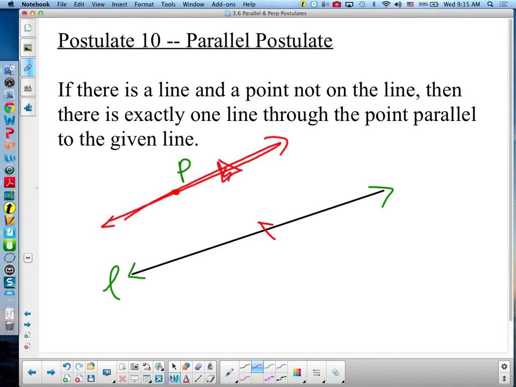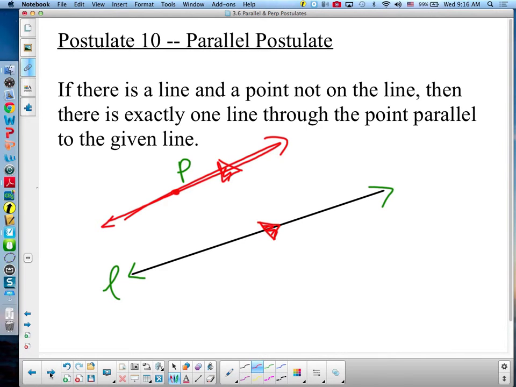Now why does it say there's exactly one? What would happen if I move that line further up or further down? It wouldn't go through the point P. What if I kept it on P but tipped it a little bit? Nope, not parallel anymore, they would intersect, right? So there is only one correct line that you can get in there parallel. Then there's also a perpendicular postulate. Are we done with the parallel postulate?